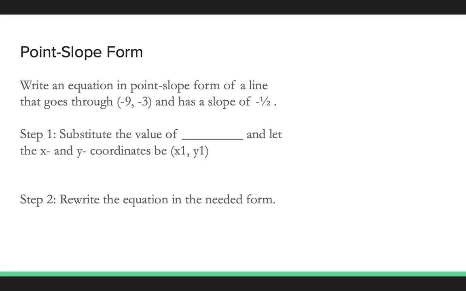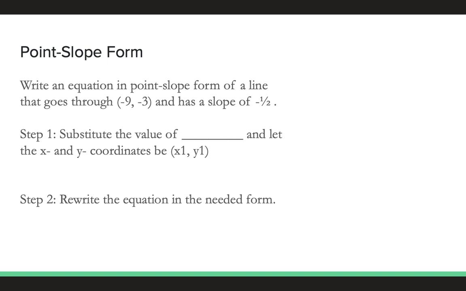All right, so now we're going to take information such as a point and a slope, and we are going to write the equation in point-slope form, and then oftentimes you're told to convert it to either slope-intercept form or standard form. You do not have to worry about standard form at the moment. That does not come until the end of this unit. So how do we write an equation for the point-slope form of a line that goes through -9, -3, and has a slope of 1/2?